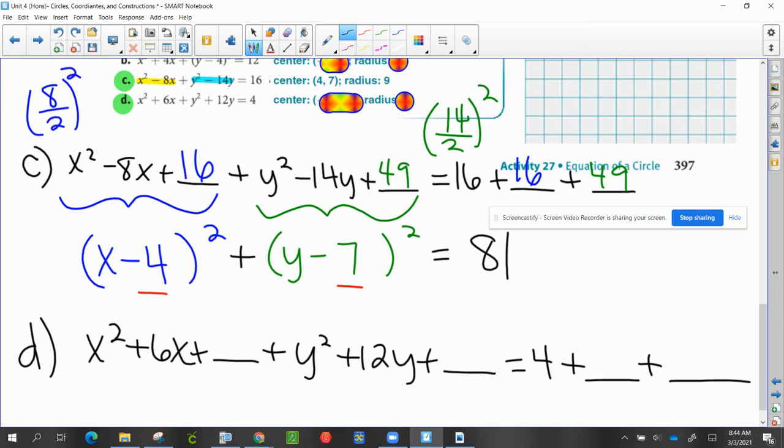So I'm going to have you guys finish it. Complete the square for both x and y. Rewrite it in your circle formula like this. So you can pick out the center and the radius. So go ahead and try D, and we'll see if you get it right.